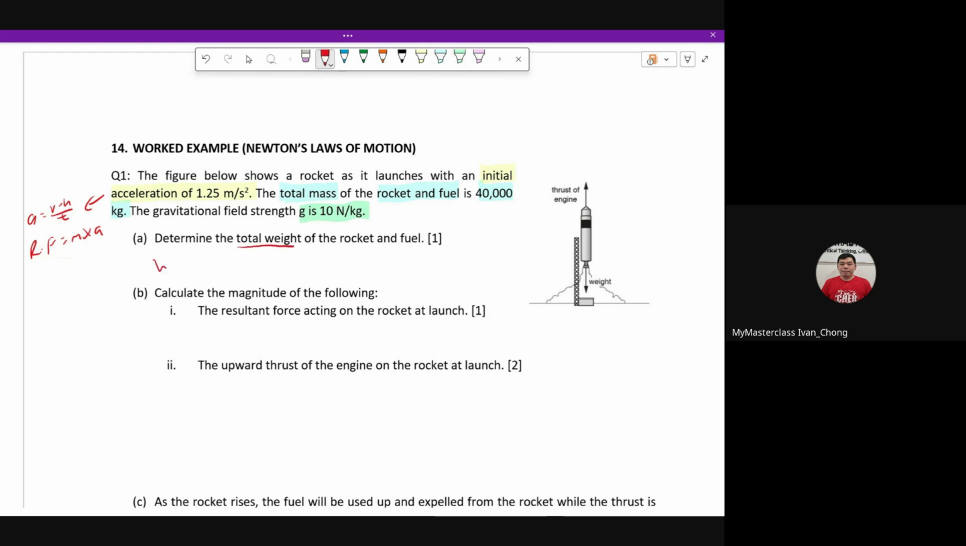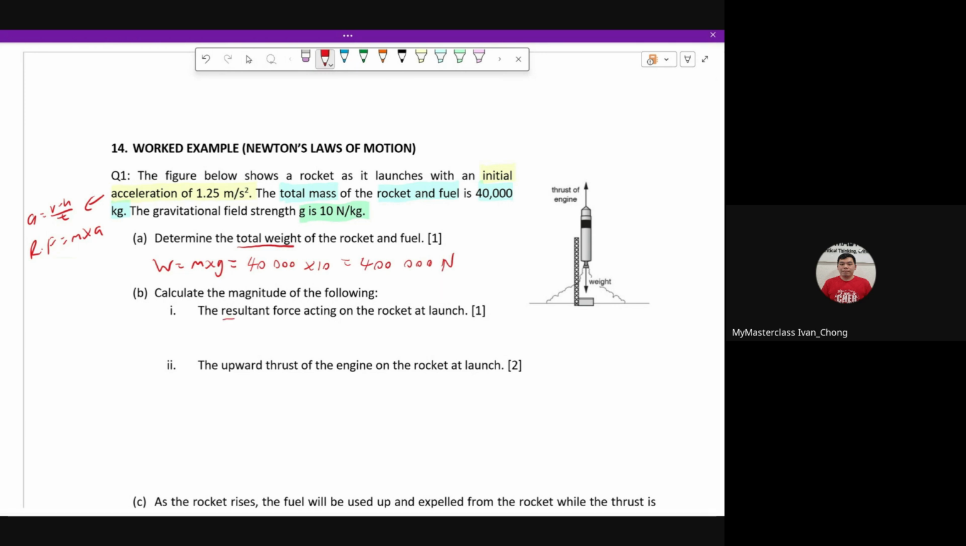So weight, we just use the formula, W is mg. Always make sure to write the formula down. And because we're using a formula, double check SI units. Is everything in SI units? Okay, good. So 40,000 times 10. End up with 400,000 newtons. Don't forget, weight is a force.